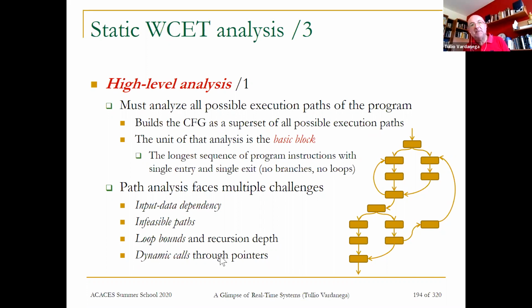And then the last difficulty comes with one of the inheritances of C and C++ for that matter, and it is pointers. Now I am calling a pointer. Do I know what I'm calling into? Of course I don't, because I would have to use very complex analysis to tell where the pointer resolves to. And then once I know, I can build the control flow graph. So are pointers, dynamic calls through pointers, a nice thing to have in a real-time system? Well, no, they are not. They make life much more complicated.